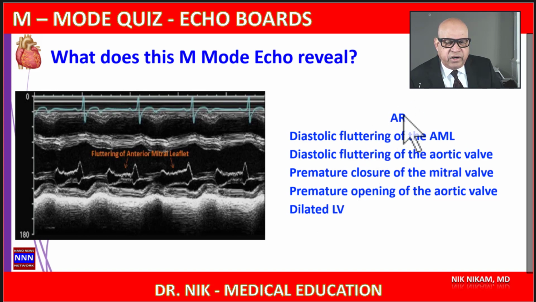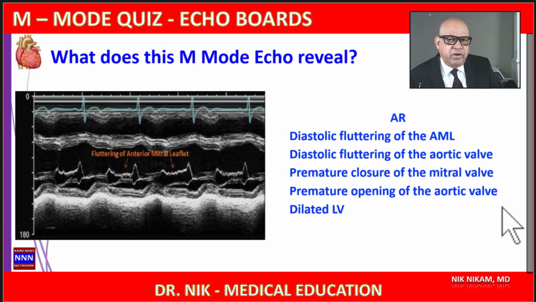Aortic regurgitation can cause diastolic fluttering of the anterior mitral leaflet because that's the one that is closest to the regurgitant jet. And then we can also see diastolic fluttering of the aortic valve leaflets themselves. There could be premature closure of the mitral valve because of the increased end diastolic pressure from this regurgitant volume coming into the left ventricle right after systole. And there may be some premature opening of the aortic valve.